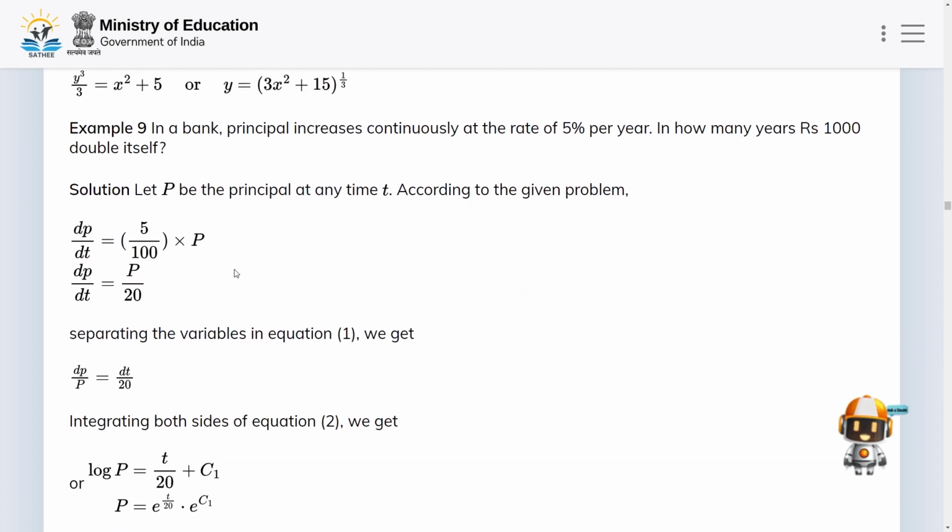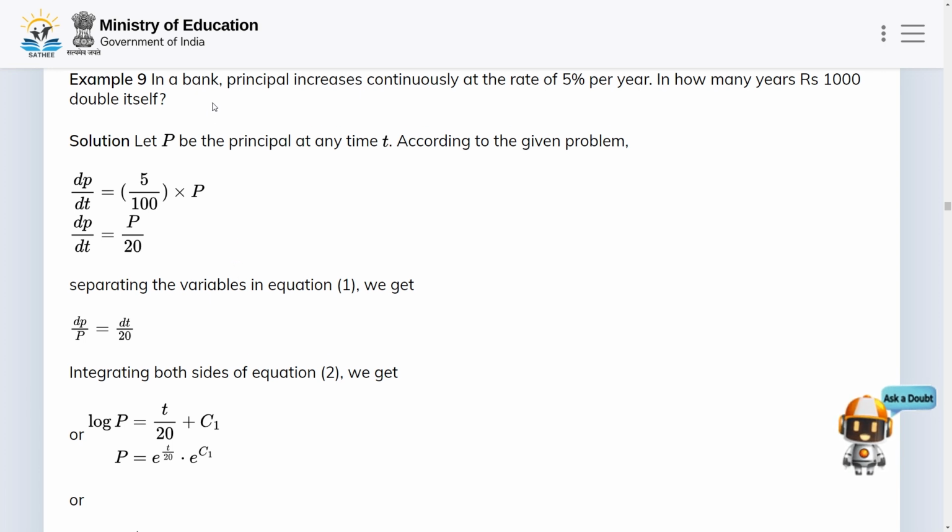Now, next example. In a bank, principal increases continuously at the rate of 5% per year. In how many years will 1000 double itself? So let P be the principal at any time t. According to the given problem, what do you have? The rate means dP by dt. You have dP by dt as 5% per year.